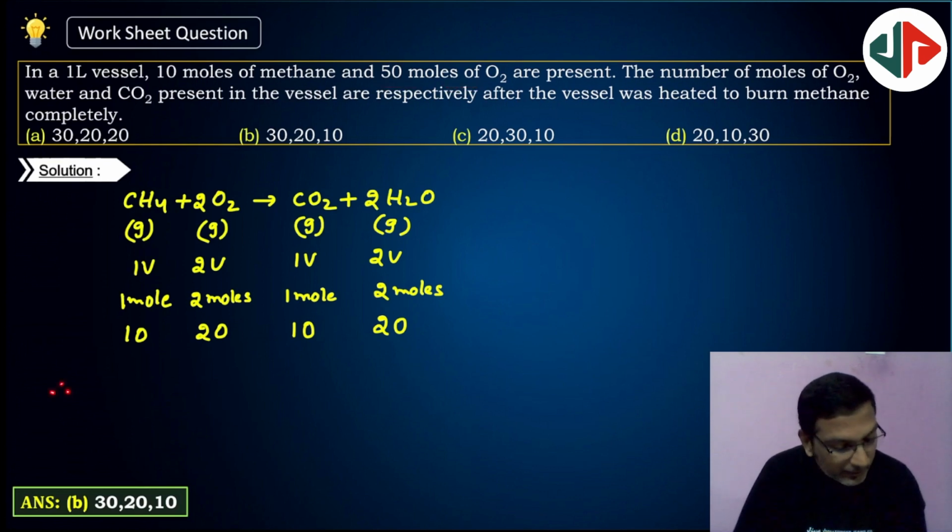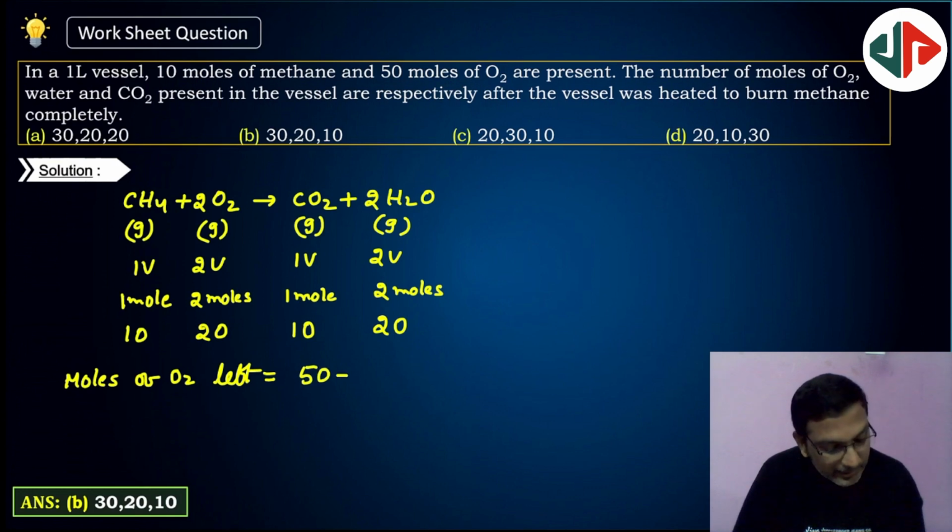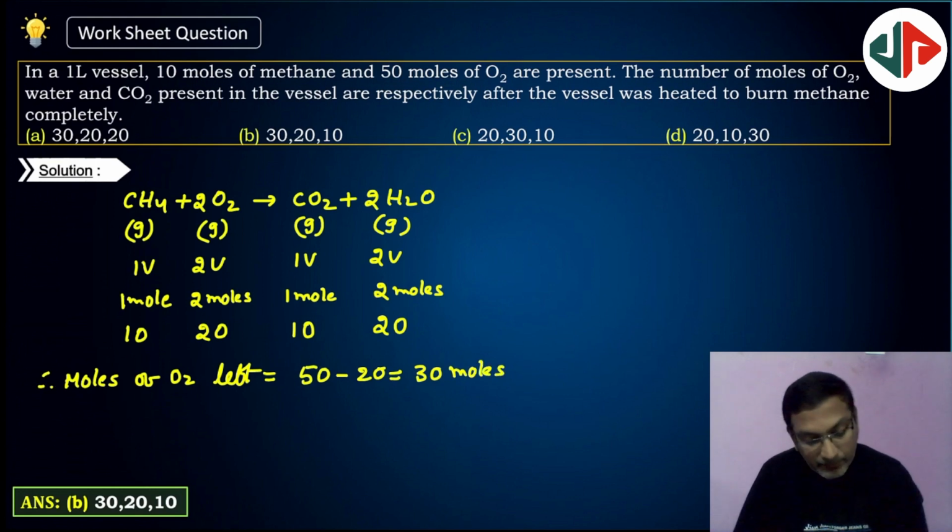So therefore, moles of O2 left. We are taking 50 moles, 20 are reacting. Therefore 30 moles left. So 30 moles of O2. Next, water 20 and CO2 10. Therefore option B.